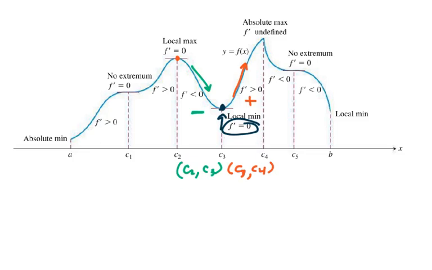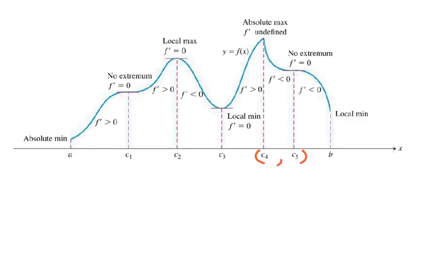Okay, so we're paying attention to whether or not the derivative is positive, negative, or 0. On my next interval from C sub 4 to C sub 5, the derivative is negative, so we are decreasing there. And you'll notice we have a sharp cusp. That's because this is not differentiable. The derivative is undefined. We can't take the derivative.